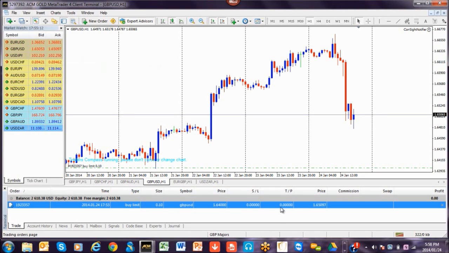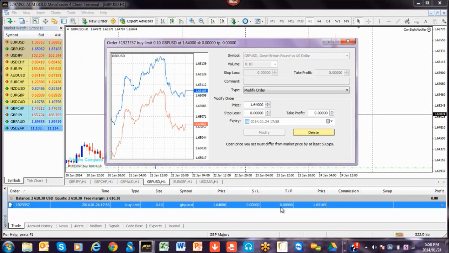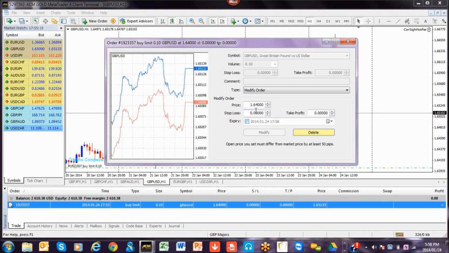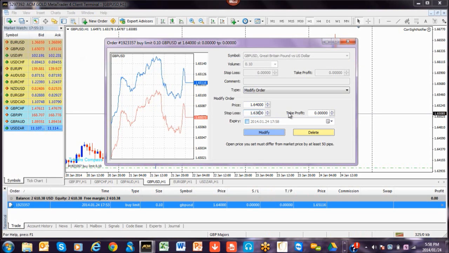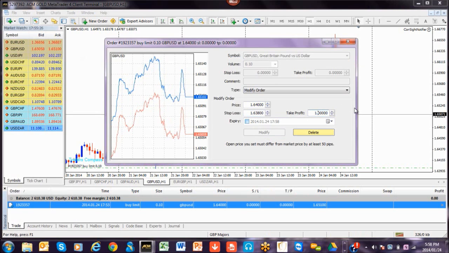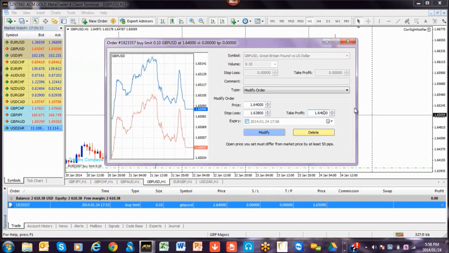So now we're going to go ahead and place our stop loss and take profit. Okay, so there we go. Now our volume is set. Alright, we can't change that. So we're going to place a stop loss of, let me say, there we go, and then a take profit of, there we go, 60 pips.